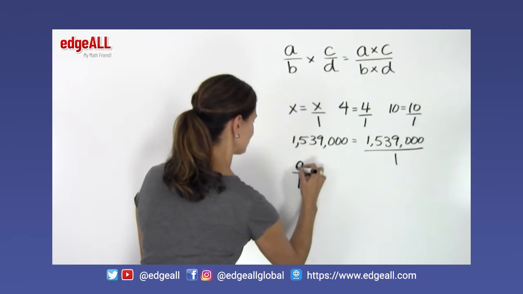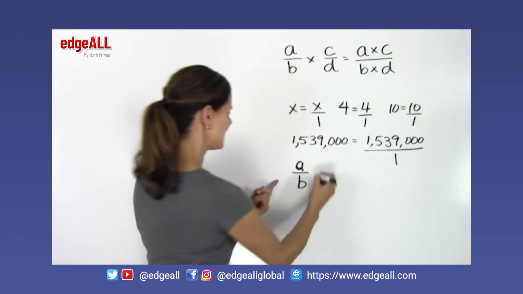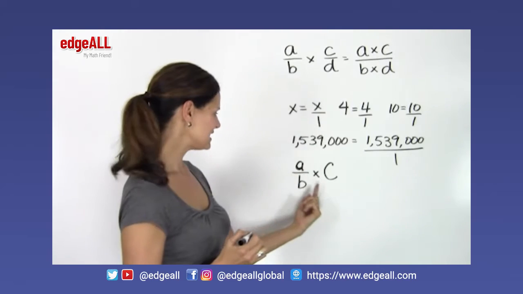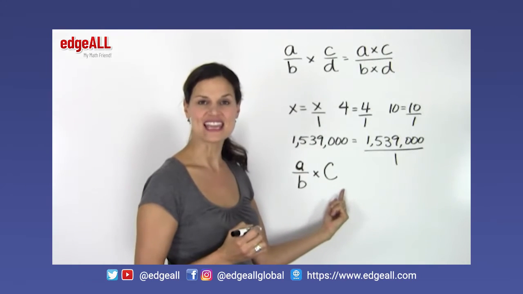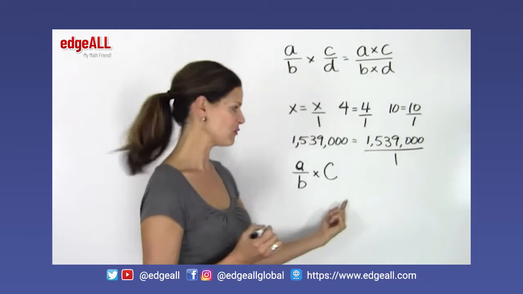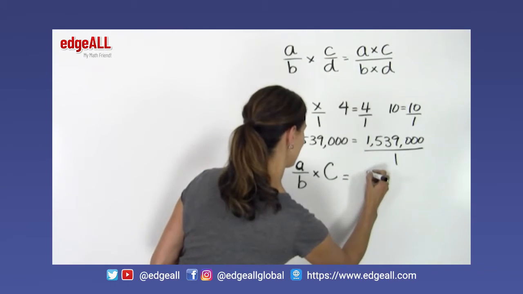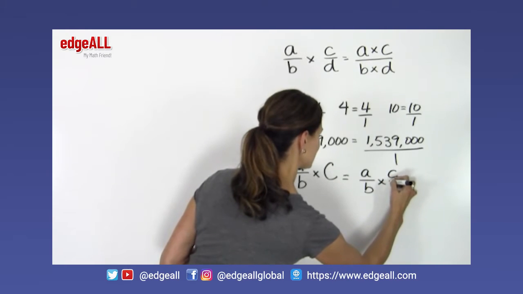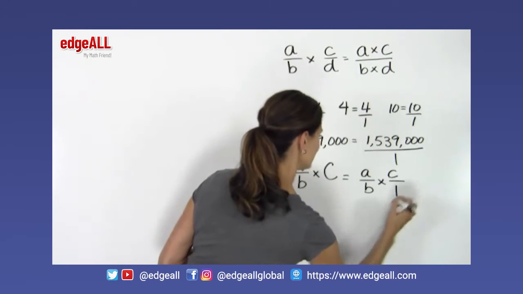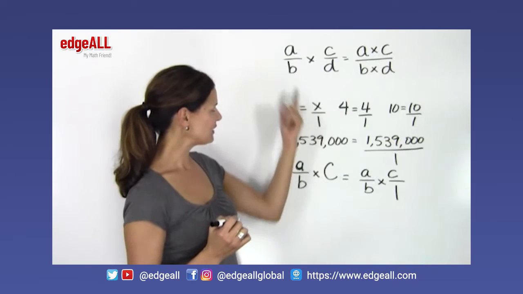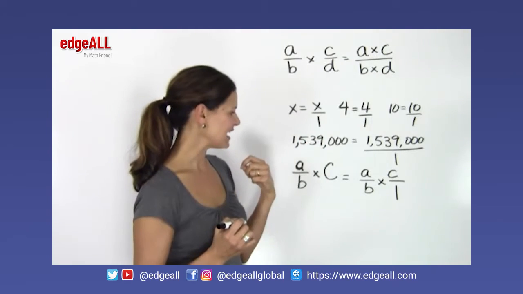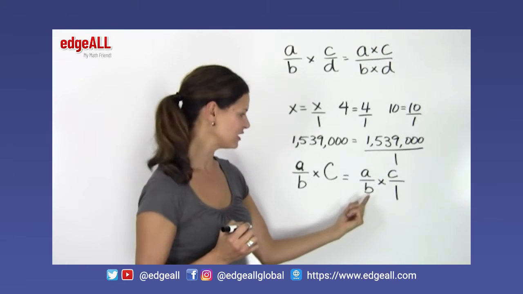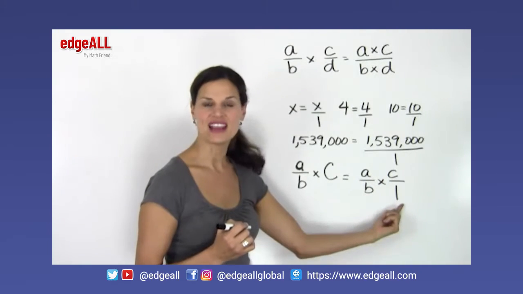So if I'm asked to multiply a fraction by a whole number, so for example my fraction a over b times the whole number c, I simply need to convert my whole number c into a fraction c over 1. So I end up with a over b times c over 1. And I just multiply like I do when I multiply two fractions. Numerator times numerator over denominator times denominator.